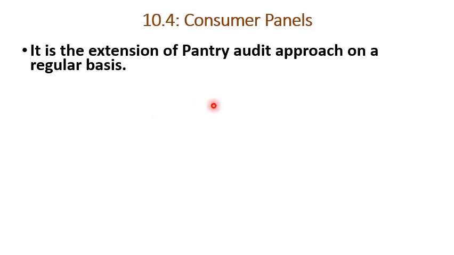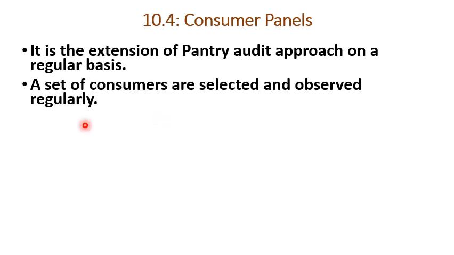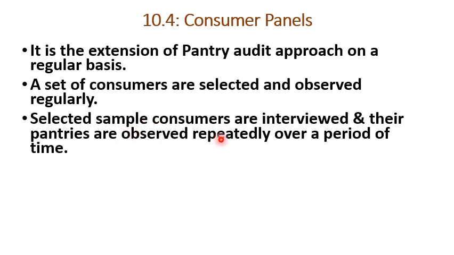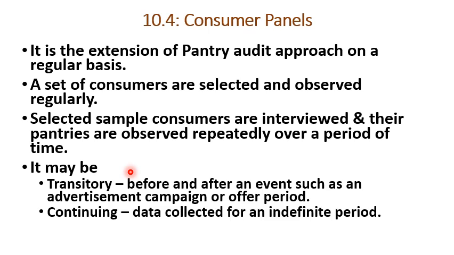The last method is the consumer panel. It is the extension of the pantry audit approach on a regular basis. That means a set of consumers are selected and observed regularly. Selected sample consumers are interviewed and their pantries are observed repeatedly over a period of time. It may be transitory, that means before and after an event such as an advertisement campaign or offer period. Then, continuing, data is collected for an indefinite period from these consumers. These are all the important methods of collecting primary data, particularly in business.